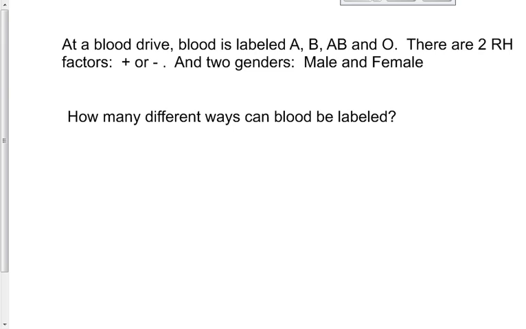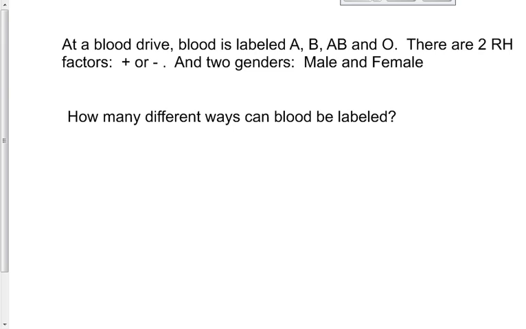Here I've got a sample of being at a blood drive. So for instance, you hear about S-Cube doing their blood drive here at school. Blood is labeled with 4 possibilities: A, B, AB, and O. There are 2 RH factors. It's either positive or negative. For instance, my blood happens to be A positive. And then we're going to go with 2 genders, male and female. How many different ways can the blood be labeled?